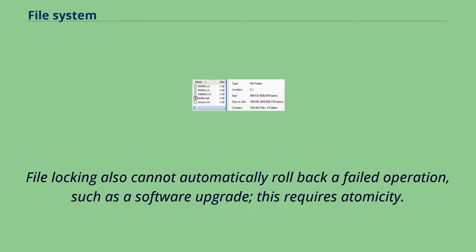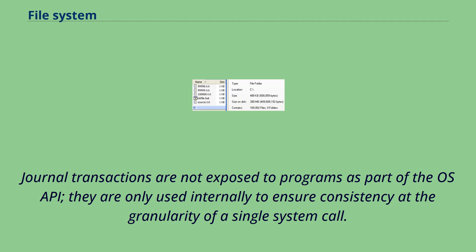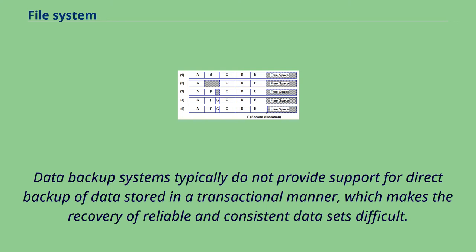This requires atomicity. Journaling file systems is one technique used to introduce transaction-level consistency to file system structures. Journal transactions are not exposed to programs as part of the OS API; they are only used internally to ensure consistency at the granularity of a single system call. Data backup systems typically do not provide support for direct backup of data stored in a transactional manner, which makes the recovery of reliable and consistent data sets difficult.